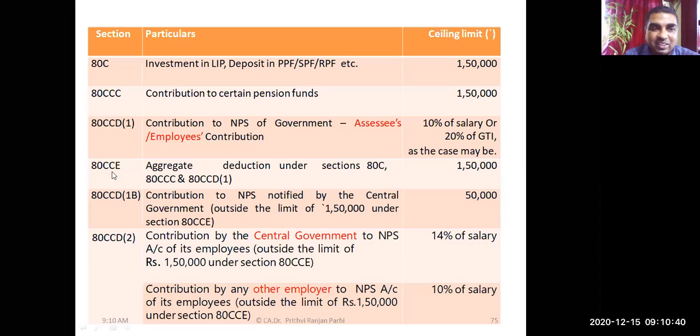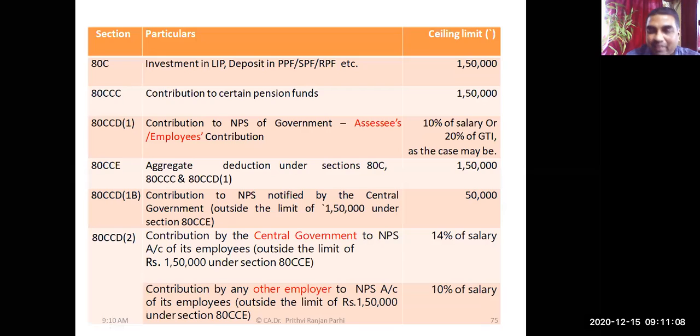Now coming to section 80CCE. Section 80CCE is not a specific section. It talks about that overall limit. It only says that the overall limit of 80C, 80CCC and 80CCD1, all these three taken together, is 1,50,000. That's what it says. So 80C, 80CCC, 80CCD1 and 80CCE, these sections are over.